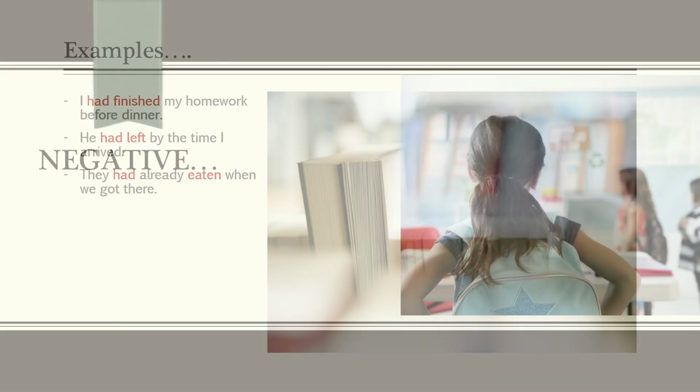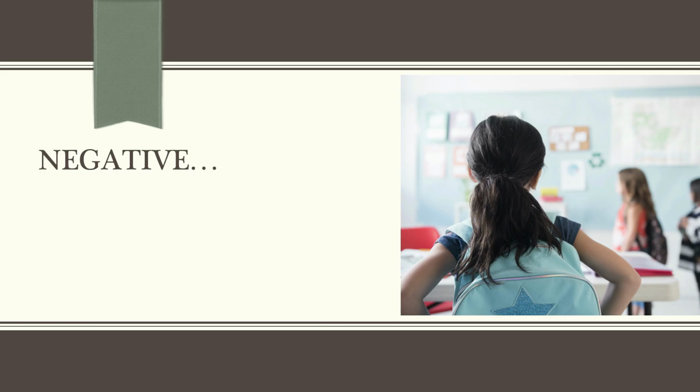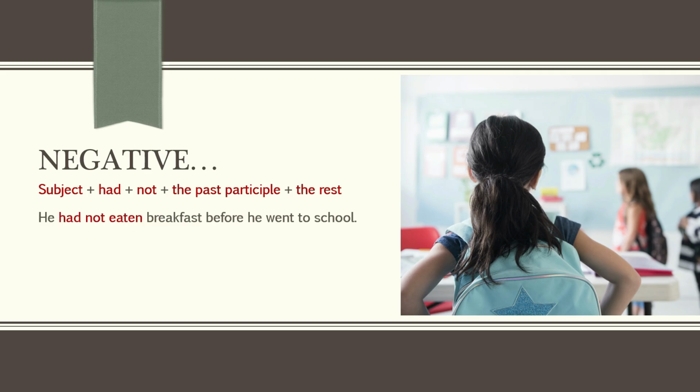Now, to make a negative sentence in the past perfect, use this structure. A subject plus had plus not plus the past participle plus the rest of the sentence. Here's an example. He had not eaten breakfast before he went to school.